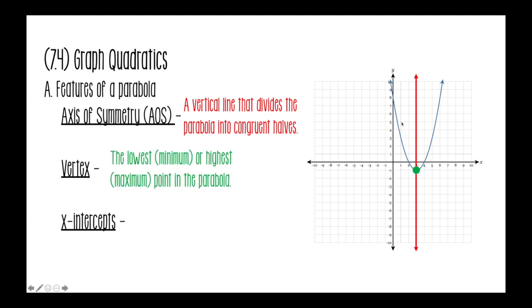The vertex is the lowest, which is the minimum, or highest, which would be the maximum, point of a parabola. So in this graph that's provided here, our vertex would be a minimum value. If the parabola was pointing down, the highest point would be our vertex, and that would be a maximum value. The x-intercepts are the points at which the parabola crosses the x-axis. So in this case, those values would be at +2 and +4, or we could consider those (2, 0) and (4, 0).